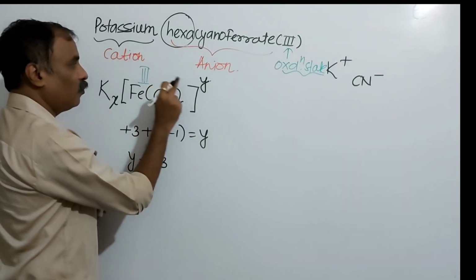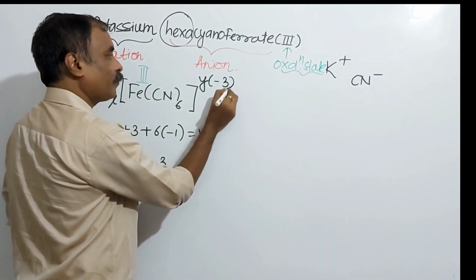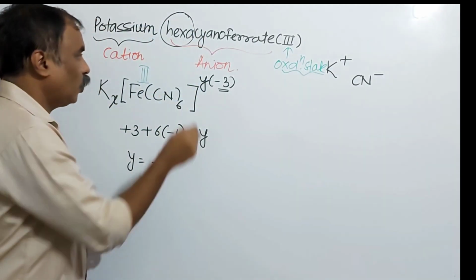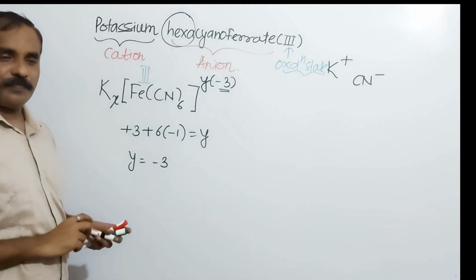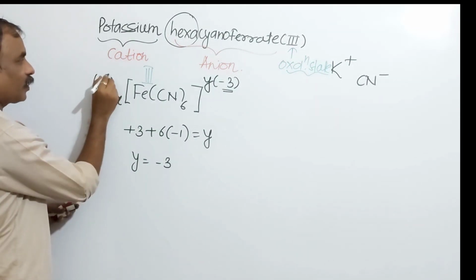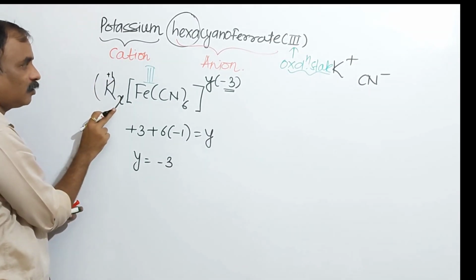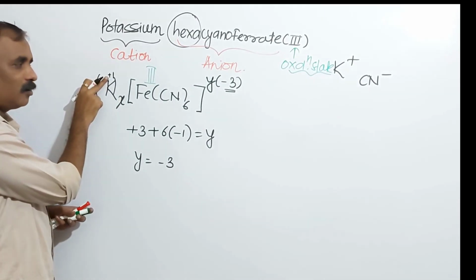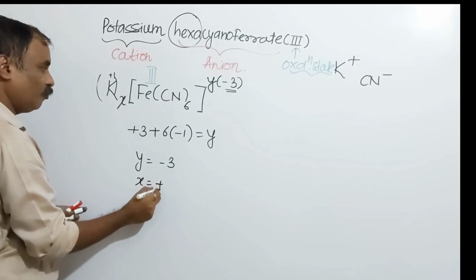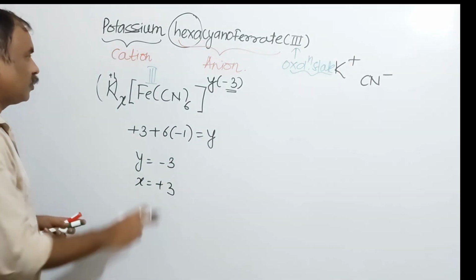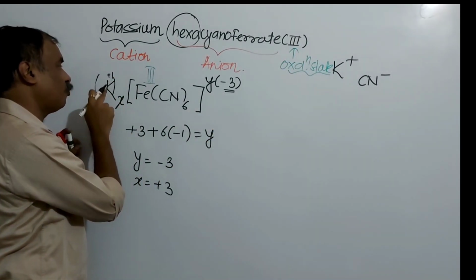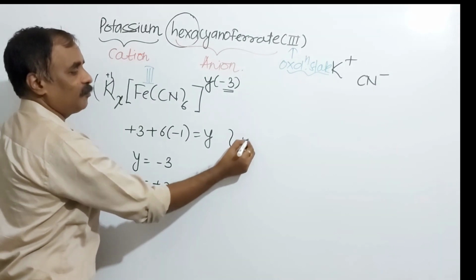That is, what charge is on the square bracket? It is -3. This anionic complex carries -3. To neutralize -3, +3 is required. So here potassium carries a +1. But how many K plus? Here already +1 is there. So here x is equal to what? +3. Isn't it? Because here the total negative is -3, so the total positive should be +3, because here potassium carries a +1.